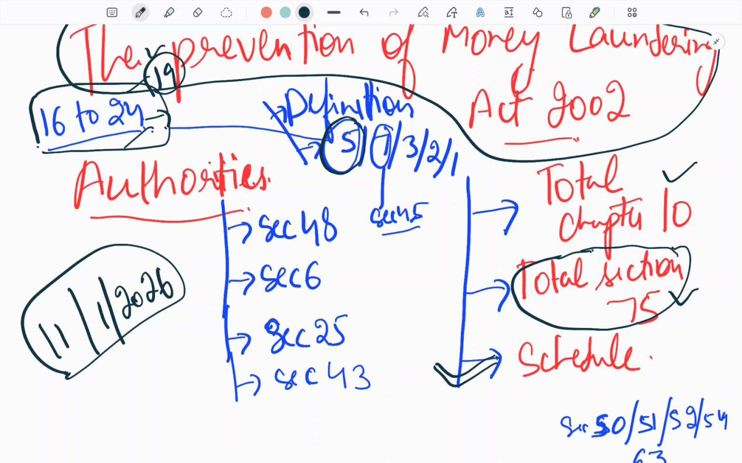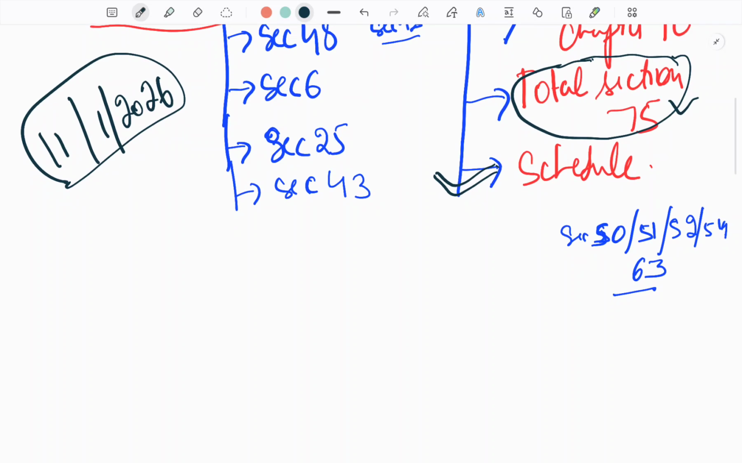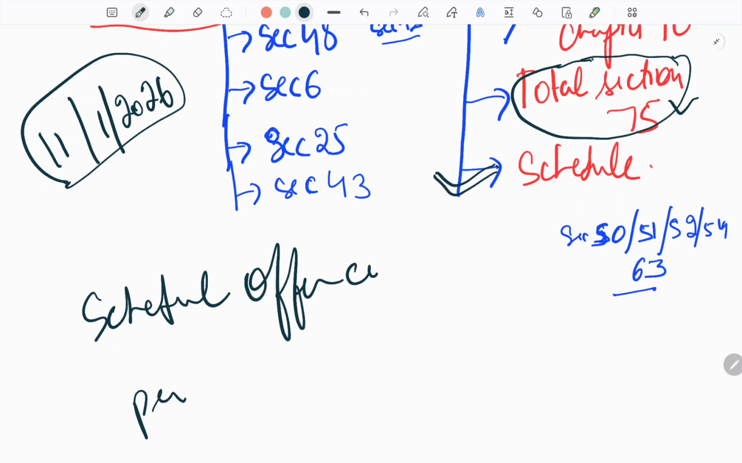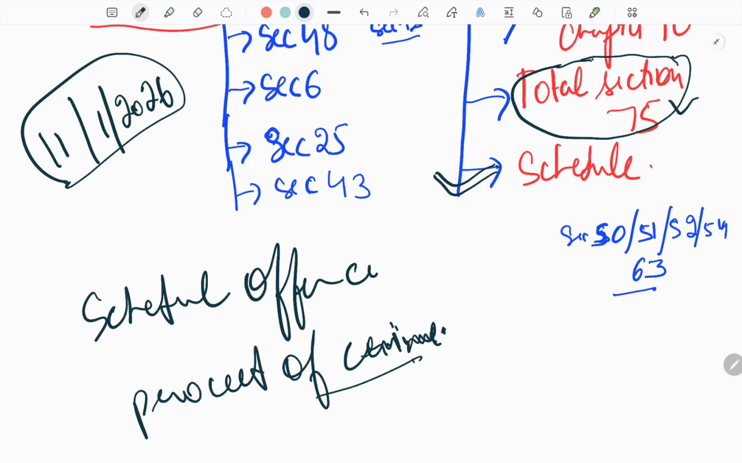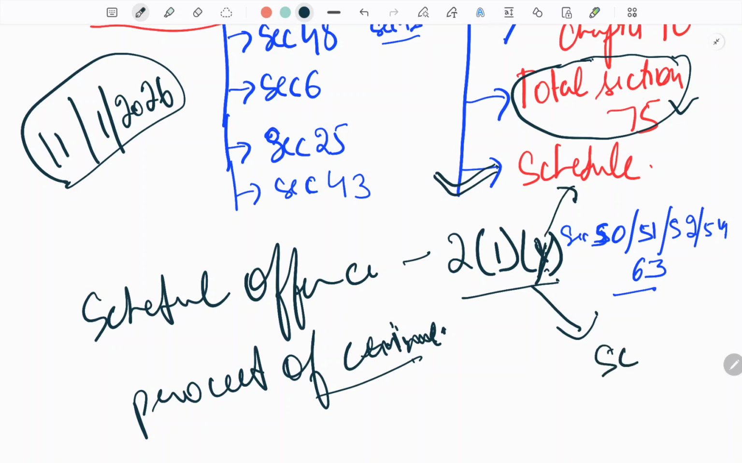Before starting PMLA, we have to understand what is a scheduled offense and what is proceeds of crime. We have to understand these two definitions. Scheduled offense is covered under section 2(1)(y). All the definitions are important, especially the scheduled offense covered under 2(1)(y), which says the offense covered under the schedule.